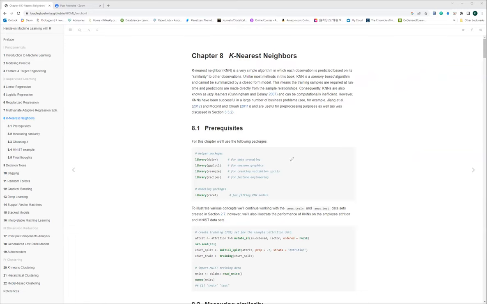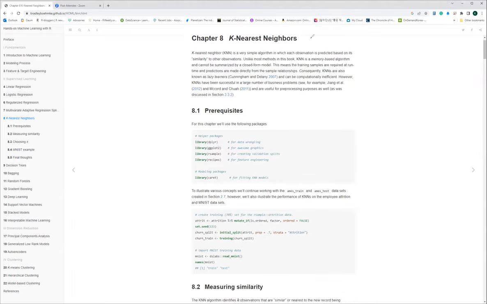Here, we're going to use libraries like dplyr, ggplot, rsample, recipes, and caret, which we always use. And one of the simplest things is the Ames train and Ames test dataset, which we have always been using in the previous chapters. We split the data so that 70% of our data set is the training one, and then we can train our model by using the R code.